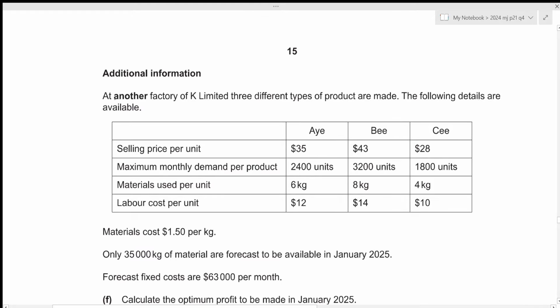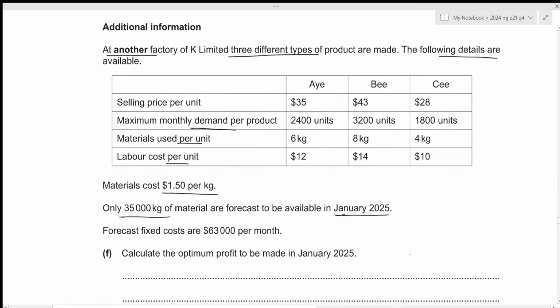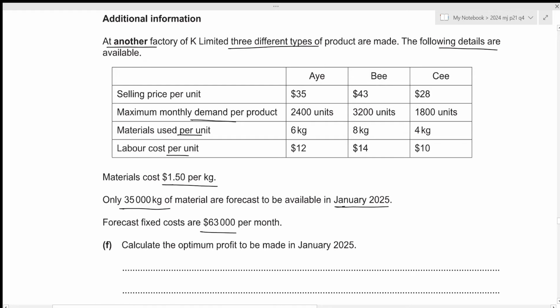We have been given additional information. At another factory of KL Limited, 3 different types of product are made. The following details are available. So we have product A, B, and C, and we have been given the selling price per unit, maximum monthly demand per product, materials used per unit, and the labor cost per unit. Materials cost 1.5 per kg. Only 35,000 kg of material are forecast to be available in January 2025. Forecast fixed costs are 63,000 per month. We need to calculate the optimum profit to be made in January 2025.